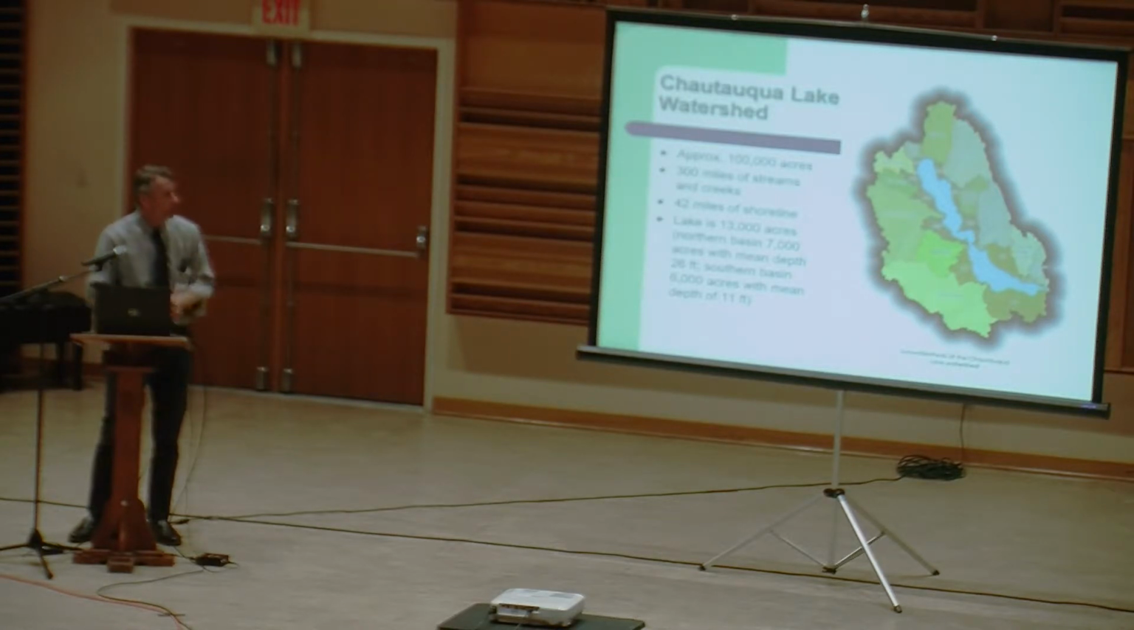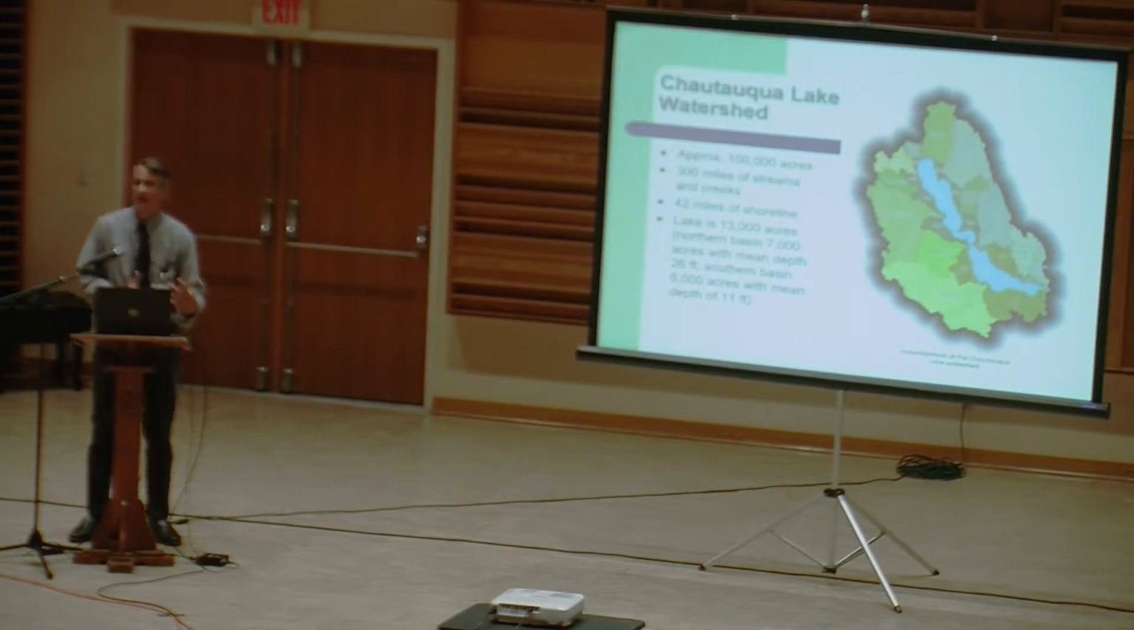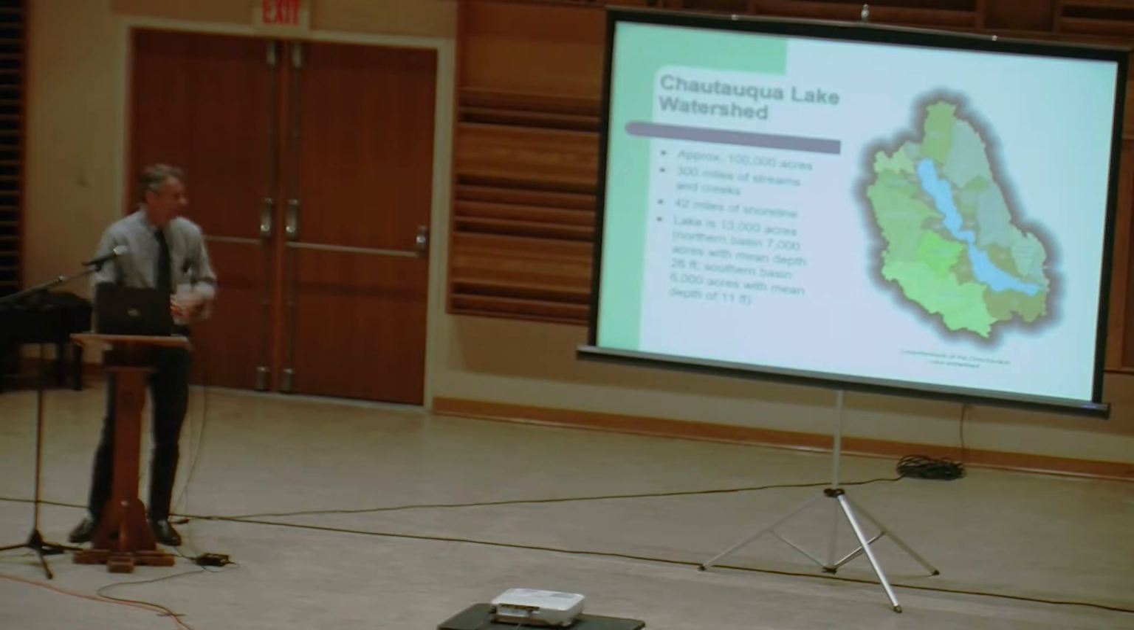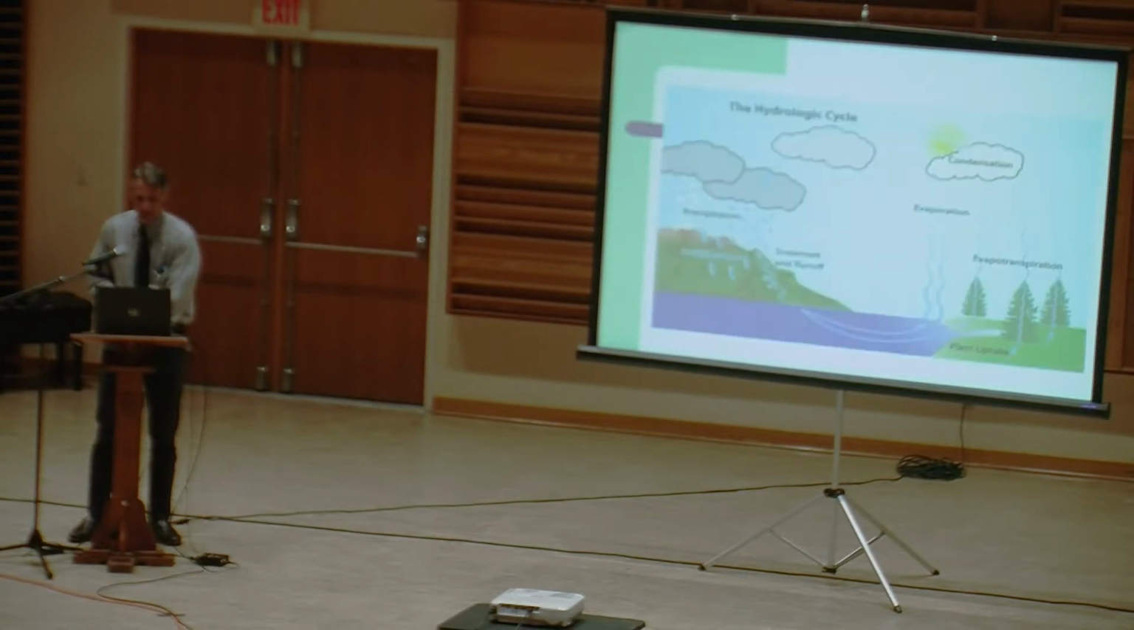But if you look at your watershed, it's approximately 100,000 acres, 300 miles of streams and creeks, 42 miles of shoreline. The lake itself is 13,000 acres, with the northern basin being about 1,000 acres larger, and it's deeper. It has an average depth of 26 feet, where the southern basin is shallower with an average depth of 11 feet.